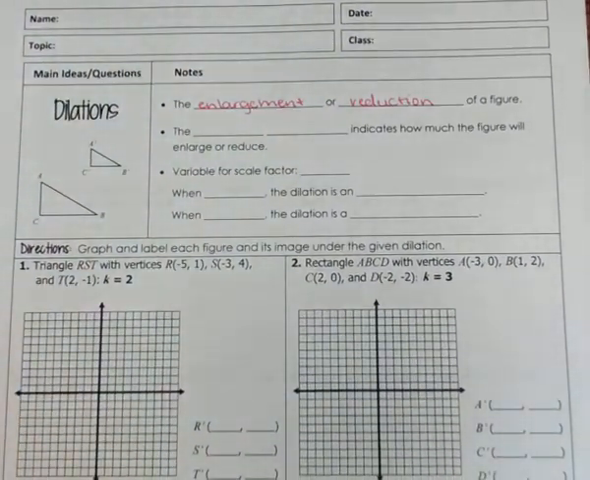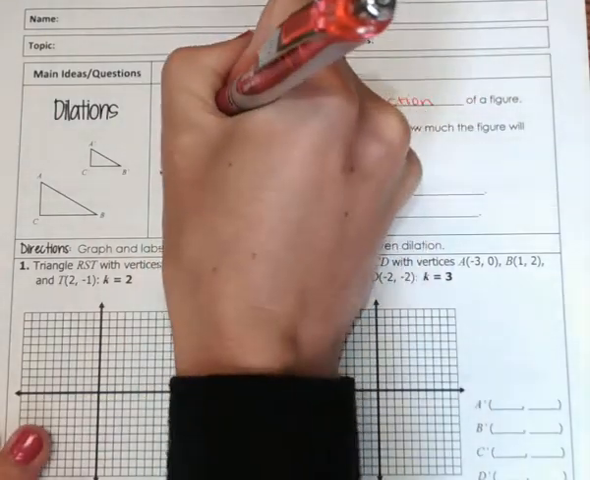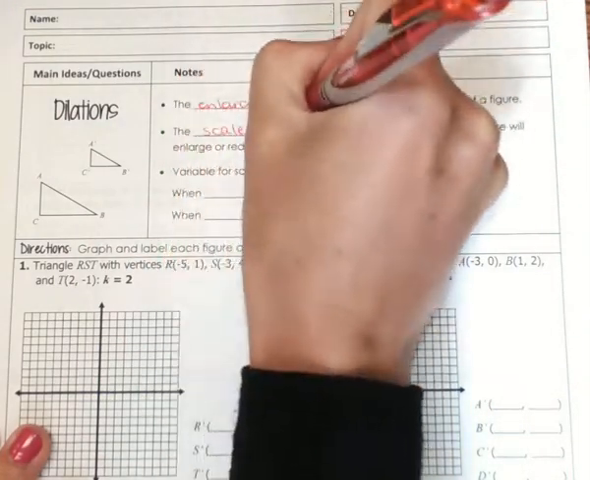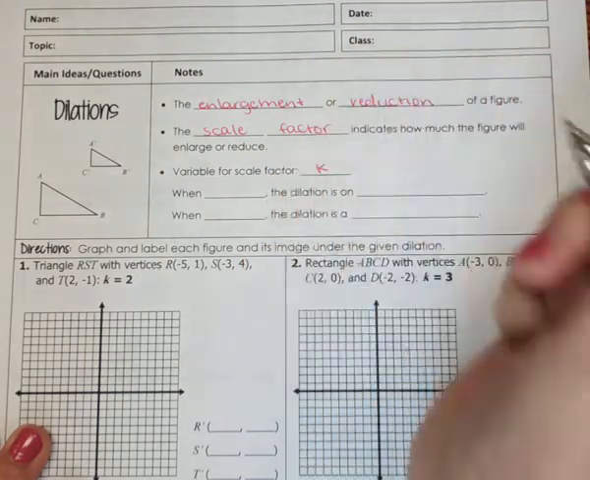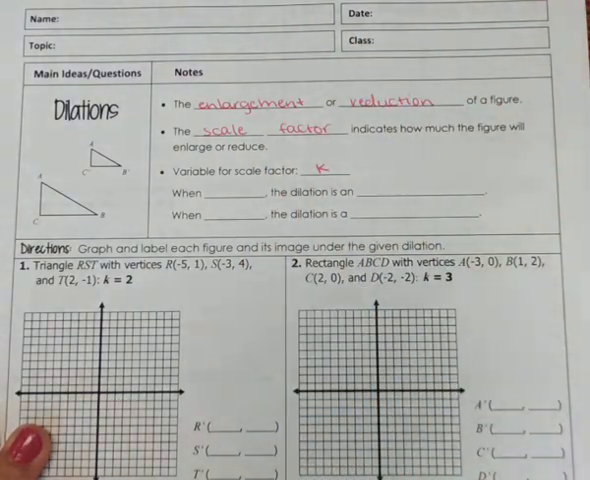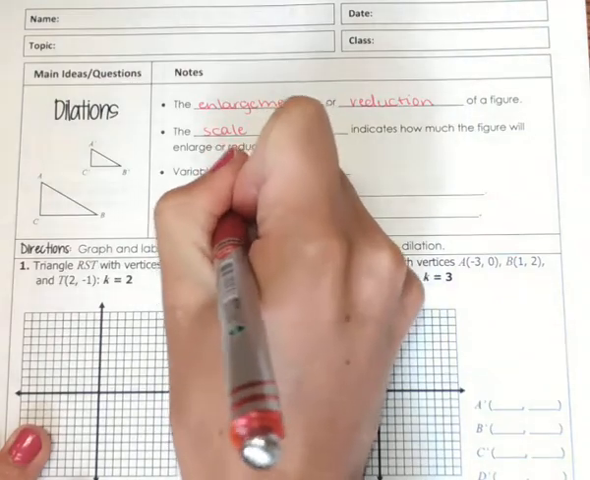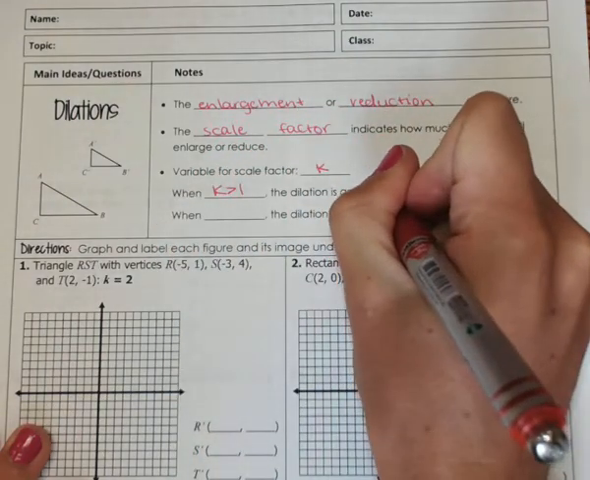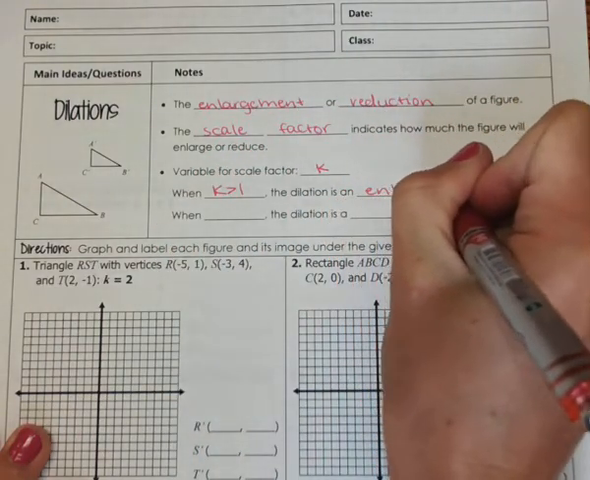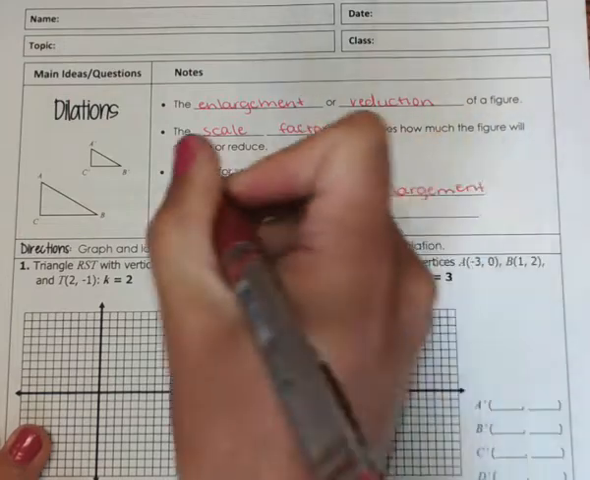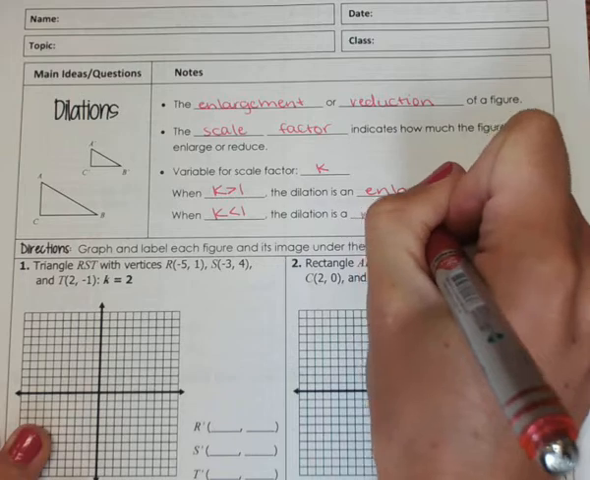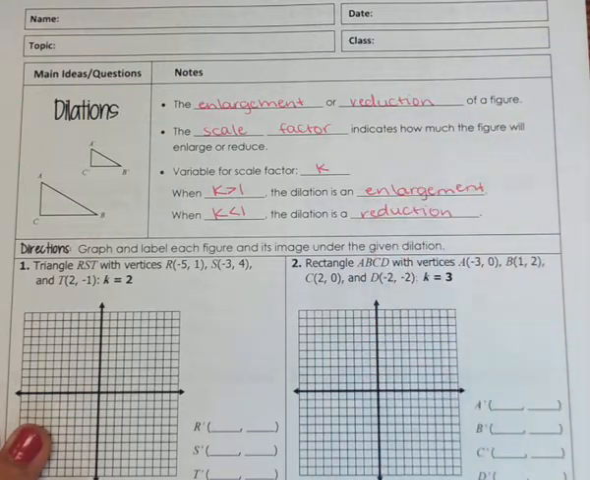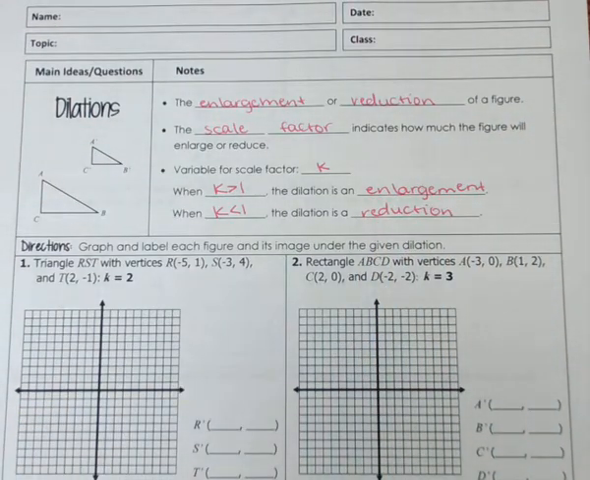The scale factor indicates how much the figure will enlarge or reduce by. The variable k is used for the scale factor, and when k is greater than 1, that will be an enlargement. And when k is less than 1, that is called a reduction. All right, so let's look at a couple problems.